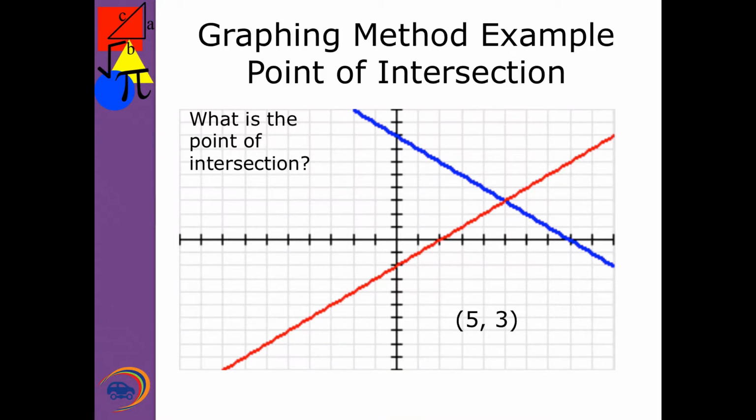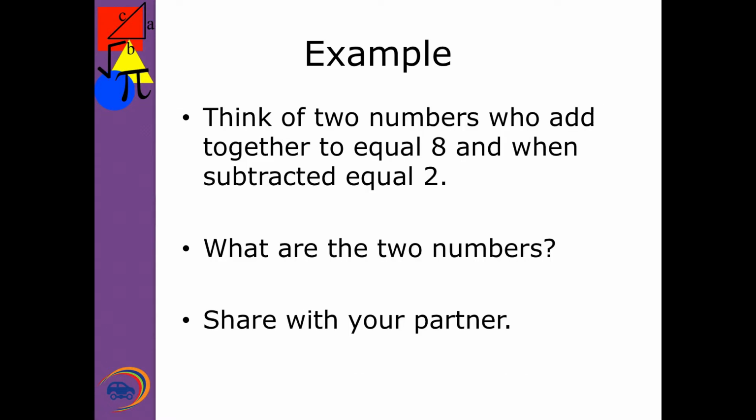Here's what I got. X was 5 and Y was 3. That was the point of intersection. All right, so now that we know that we can read off the answer from a graph, how are we going to get there? So let's look at this example.